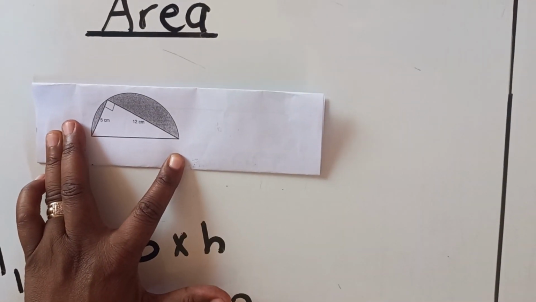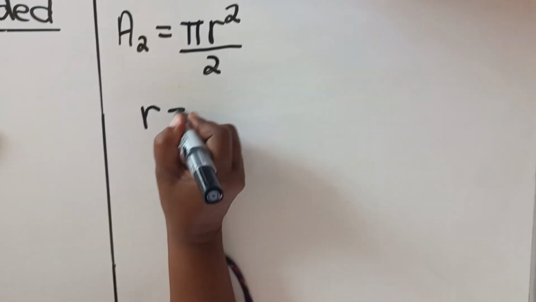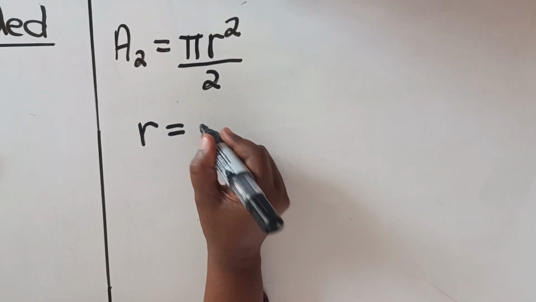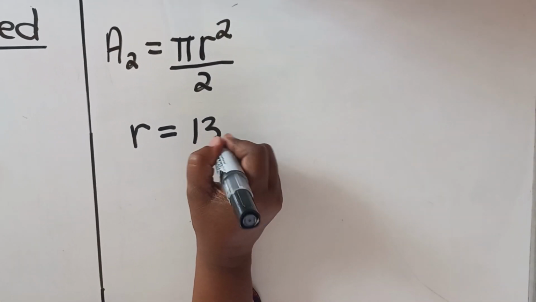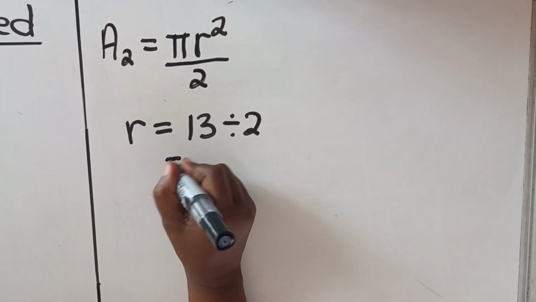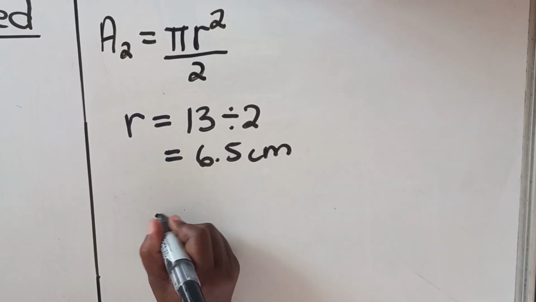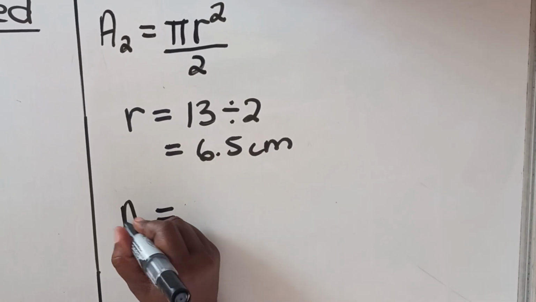So I need, and my formula does not have the diameter, it has a radius. I need to find the radius first. The radius is the diameter divided by 2. The diameter is 13, so I divide that 13 by 2. Then I get that my radius is 6.5 centimeters. Then I can put it in my formula, area 2.